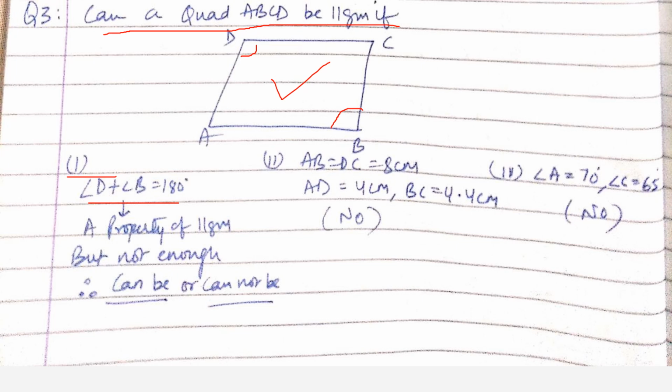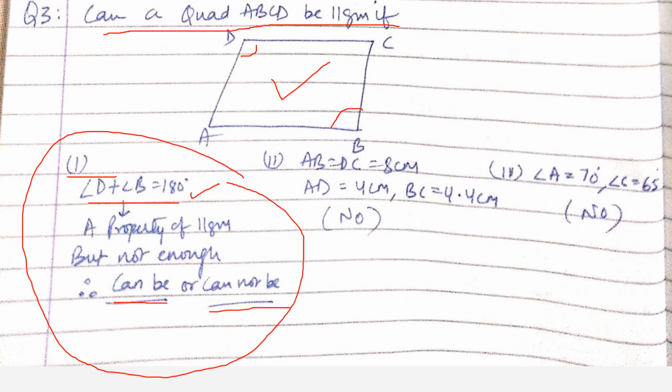Actually, we have studied that they both are equal. They can be 180 degree if they both are 90-90. So it can be a condition of parallelogram, but it is not sufficient to tell it is a parallelogram. So we can say it can be or it cannot be. Both things are possible in this case because this information is not sufficient for us to say it exactly. Okay.